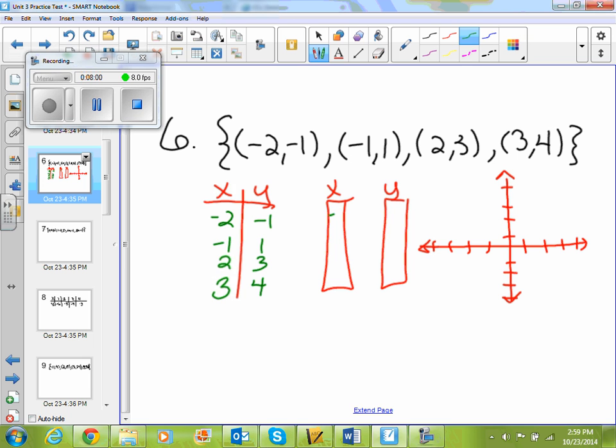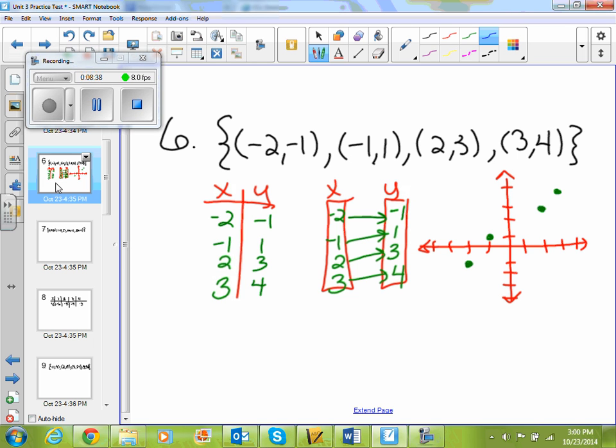So then I do the same thing over here. Negative 2, negative 1, 2, and 3. Negative 1, 1, 3, and 4. And negative 2 maps to negative 1. Negative 1 maps to 1. 2 maps to 3. 3 maps to 4. Okay. Then if I graph that, negative 2, negative 1 would be back here. Negative 1, 1 goes back 1, up 1. 2, 3 over 2, up 3. And 3, 4 over 3, up 4. So we'd get a graph that looks something like that.